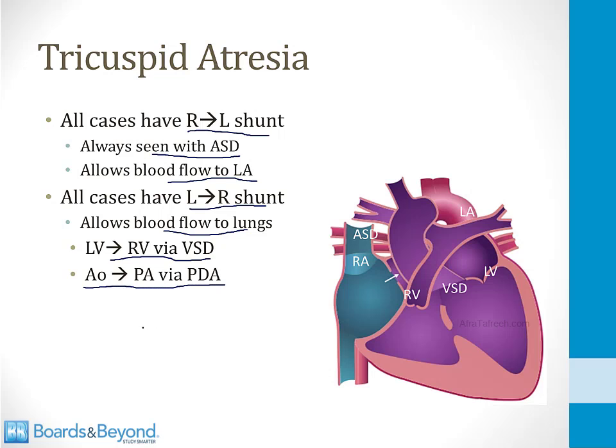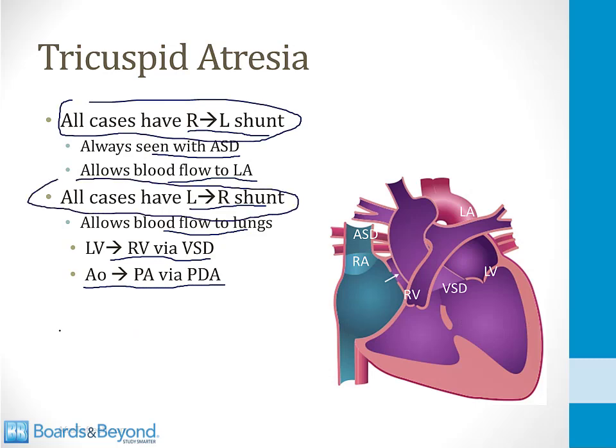But the important point here that you want to remember, especially for Step 1, is that there must be a right to left shunt and also a left to right shunt to allow the blood to travel in a circuitous path from the right atrium to the right ventricle, because it cannot go directly from the right atrium to the right ventricle through the tricuspid valve.